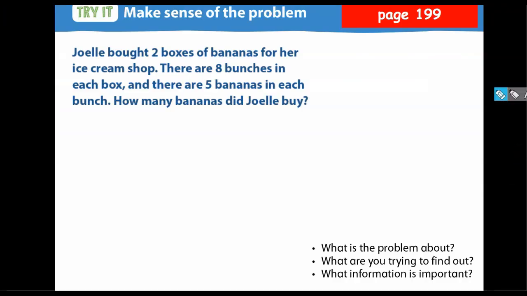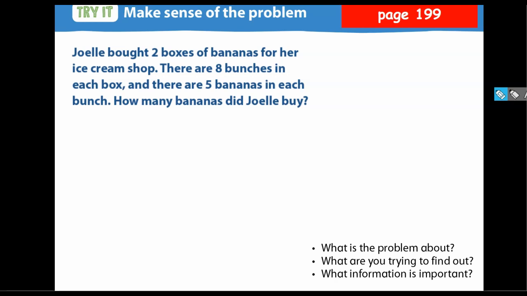All right. So we have this problem, okay? Joelle bought 2 boxes of bananas for her ice cream shop. There are 8 bunches in each box, and there are 5 bananas in each bunch. Okay, how many bananas did Joelle buy?